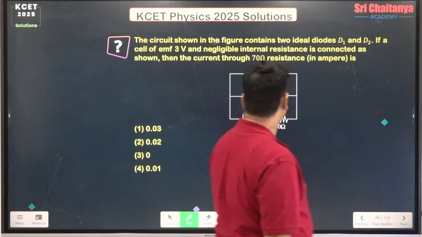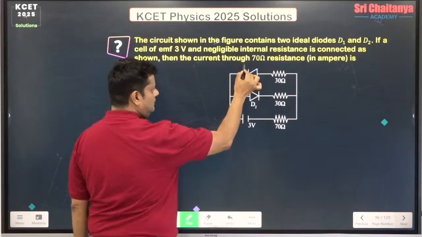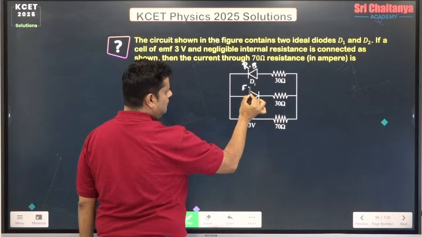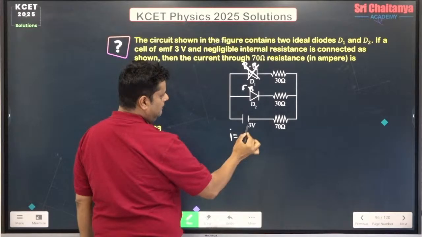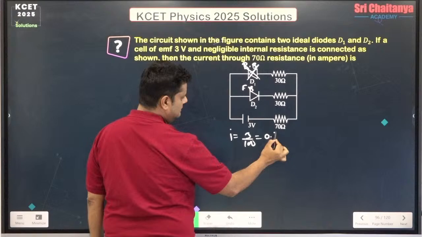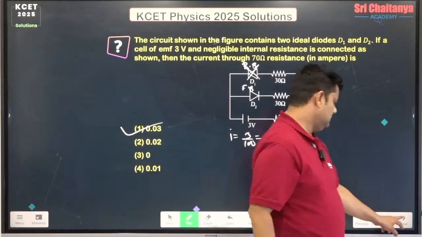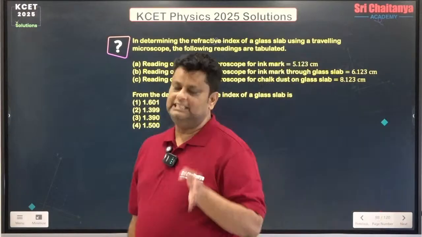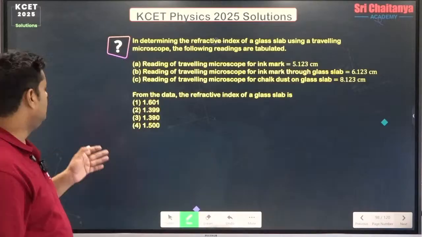This is a very straightforward question. This is in reverse bias mode. This is in forward bias mode. So there will be no current through this. The total current will be 3 by 100, so 0.03 ampere is the current. Easy questions are there, but you have to take care of each and every small concept from class 11 to 12. That is the most important part.